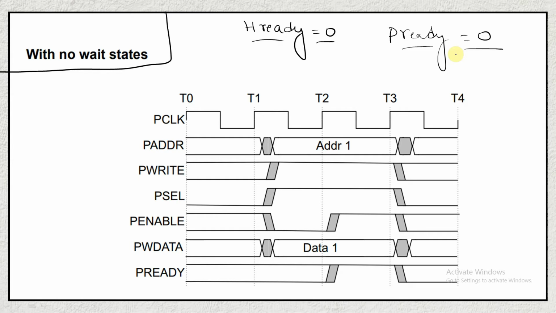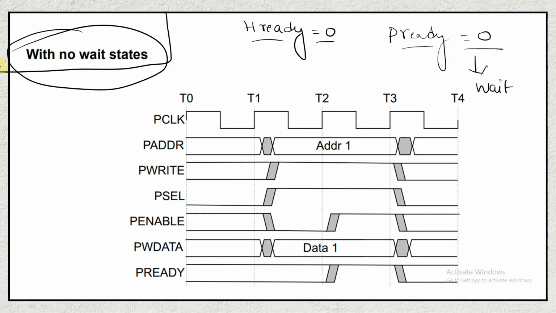If your PREADY is equal to 0, then the slave is said to be not ready and the master is not going to perform any transaction. But if PREADY is equal to 1, then the slave is ready for the transaction and the master is going to perform the transaction. So PREADY equal to 0 means a wait state is included, and PREADY equal to 1 means there is no wait state.